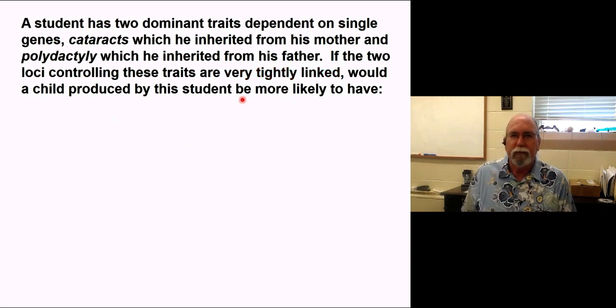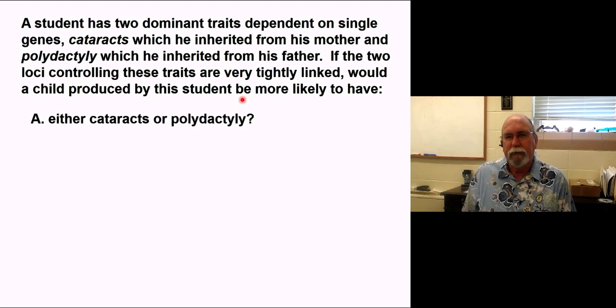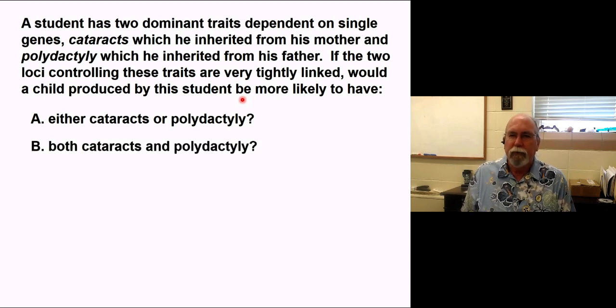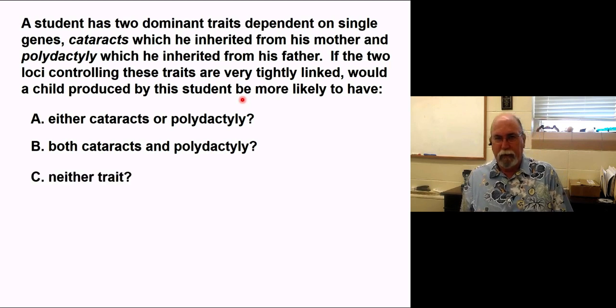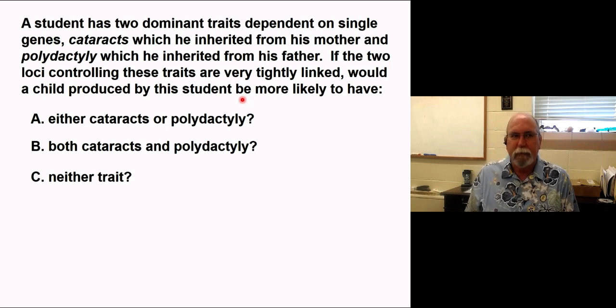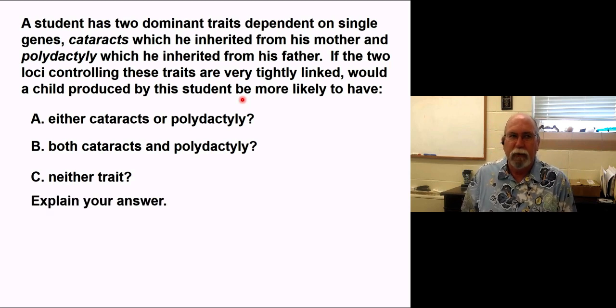The rest of the questions that come up here are, what's the probability that this student will produce children who have either cataracts or polydactyly, one or the other, both cataracts and polydactyly, or have neither, so it'd be completely normal, not have any evidence of cataracts and never have polydactyly? And then of course we ask you to explain your answer.